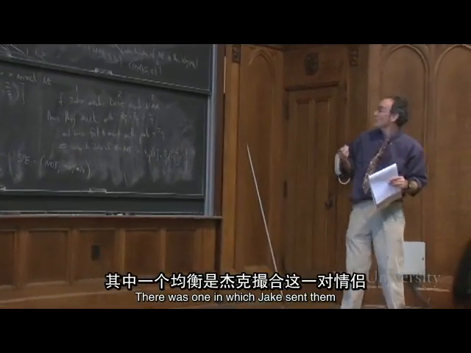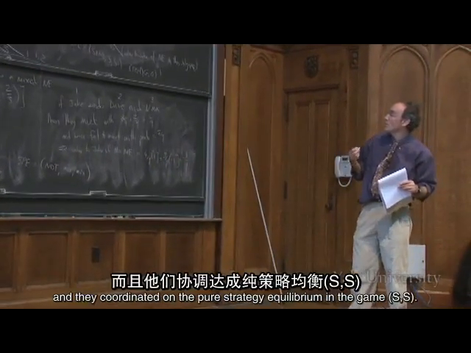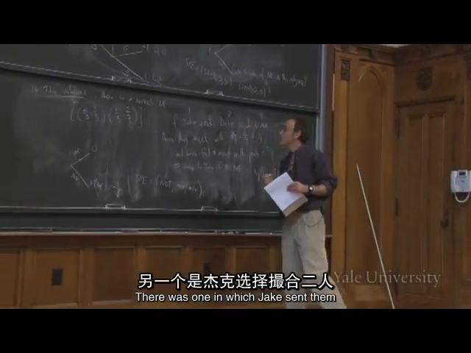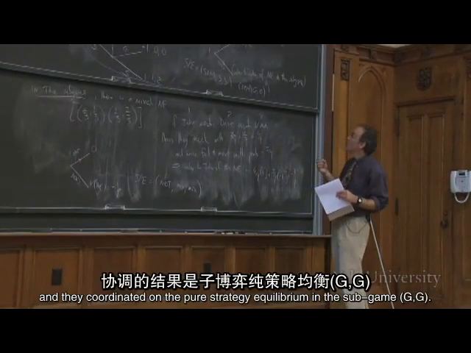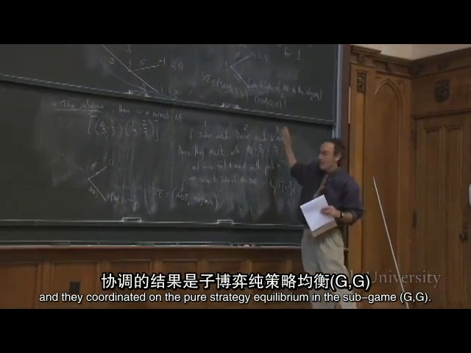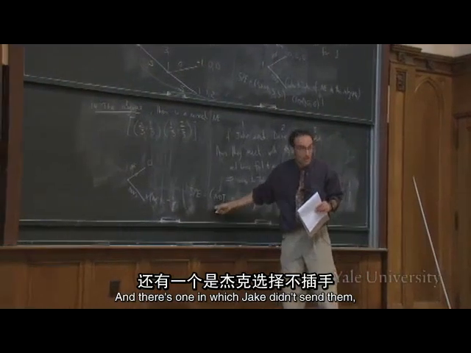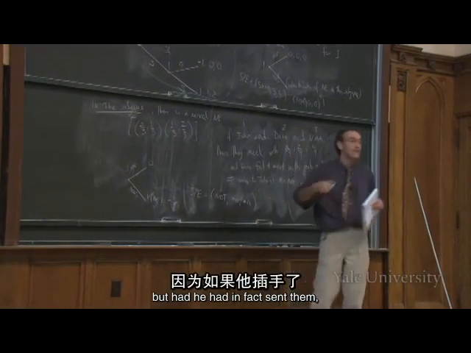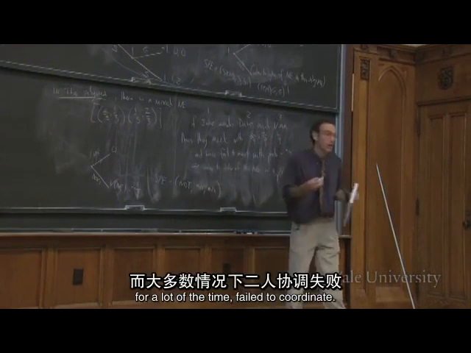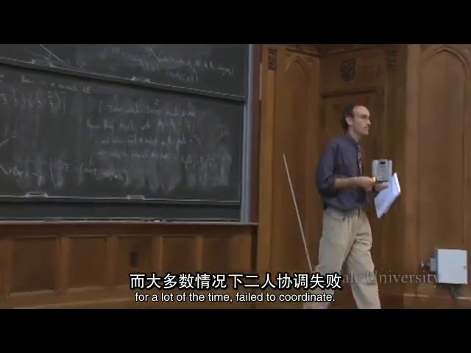There was 1 in which Jake sent them, and they coordinated on the pure strategy equilibrium in the subgame SS. There was 1 in which Jake sent them, and they coordinated on the pure strategy equilibrium in the subgame GG. And there's 1 in which Jake didn't send them, but had he in fact sent them, they would have both mixed, and hence, for a lot of the time, failed to coordinate.